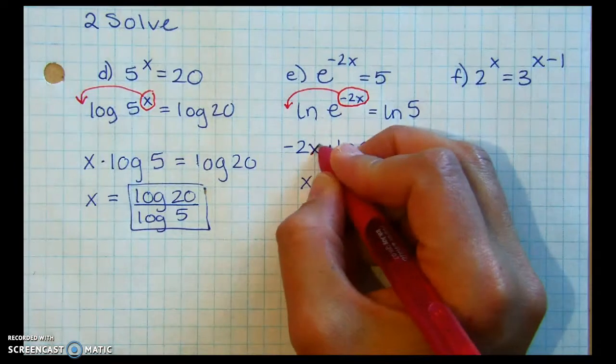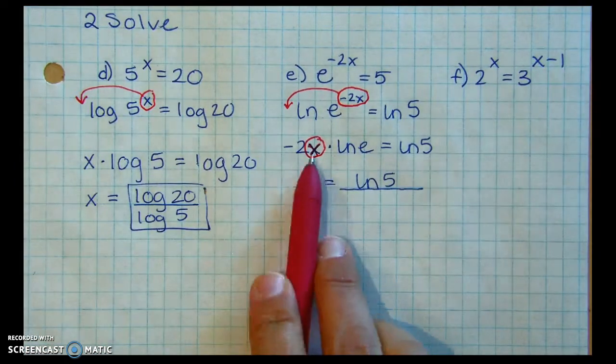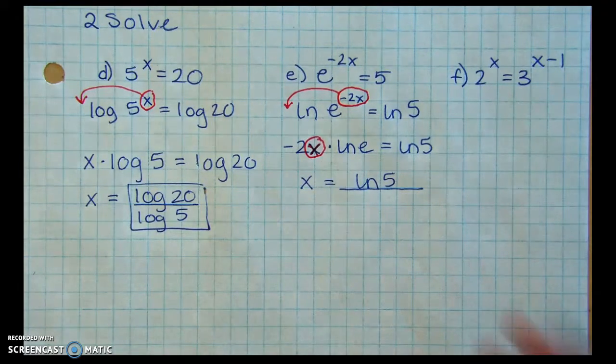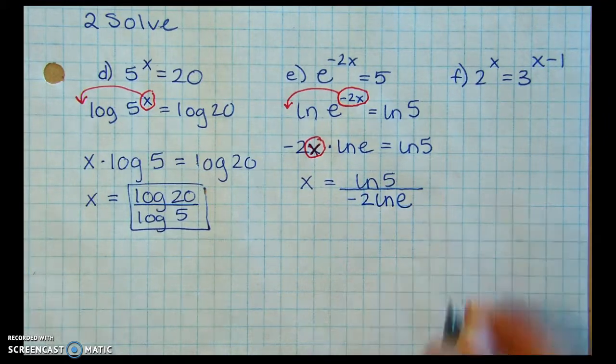do you see this x? This is what we're isolating here. We're getting that by itself. So we're going to divide by -2 and the ln of e. So we have ln of 5 divided by -2 ln of e.